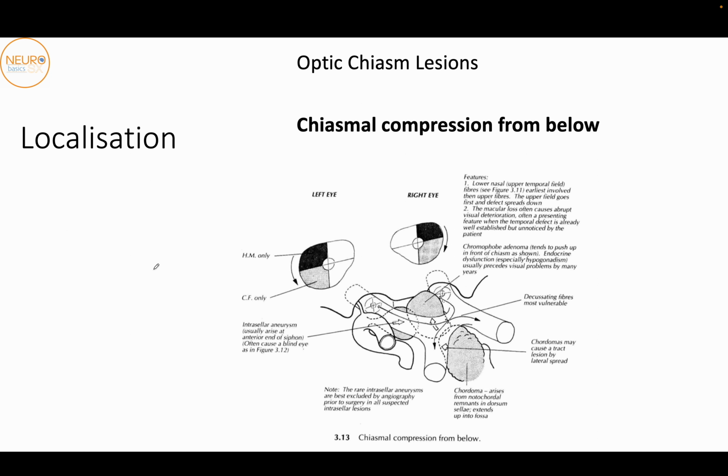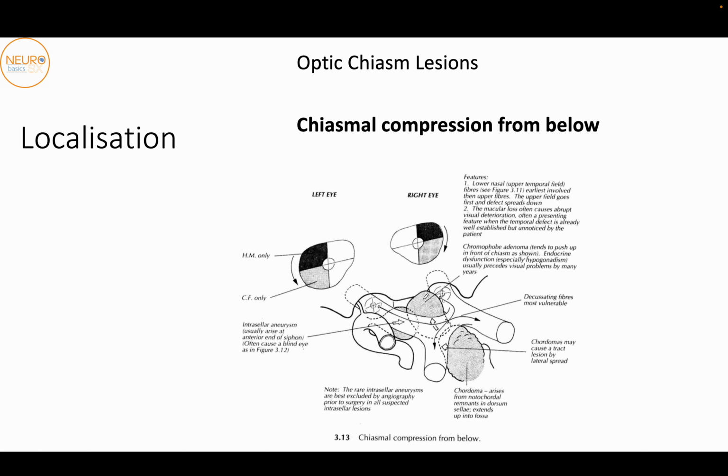Okay, so a pituitary adenoma is growing below the optic chiasm. It's arising out of the pituitary. So that's a lesion which is usually coming from below. A chordoma could also come from below. A lesion which is coming from above would be a lesion maybe arising near the infundibulum or the median eminence of the hypothalamus, for example, like a craniopharyngioma.